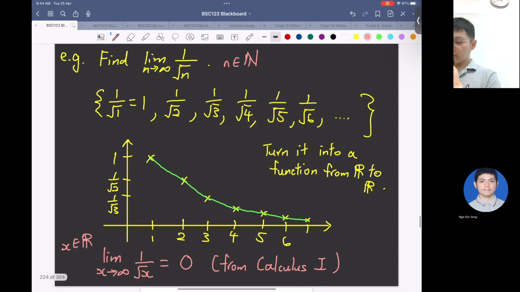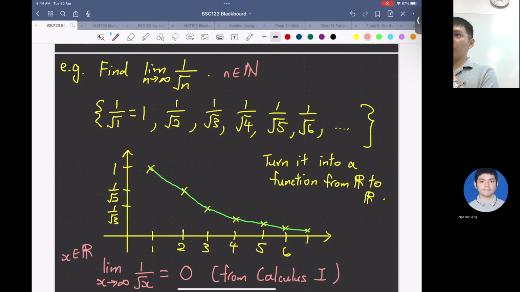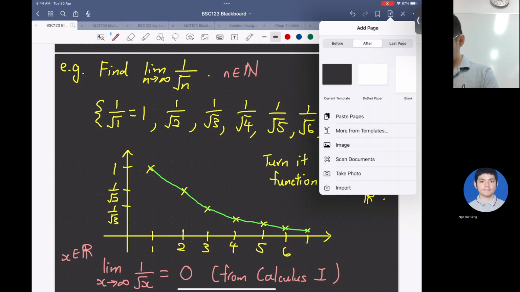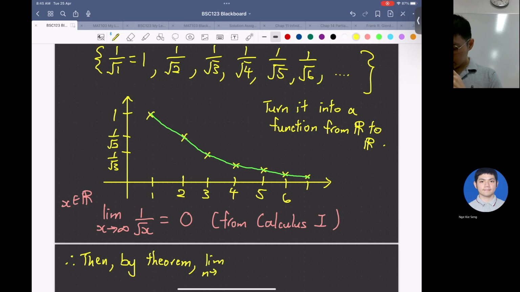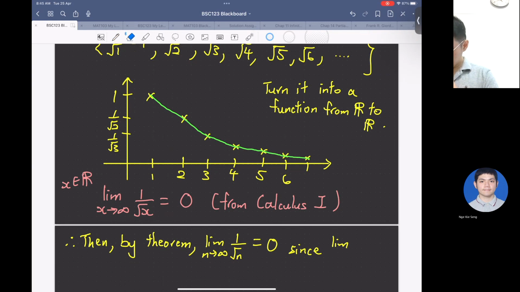So the theorem is, if we know the limit of the continuous function defined by the sequence formula, then we will know the limit of the sequence. Remember that one is a limit of a continuous function, and one is a limit of a discrete function. From continuous, you can deduce something in discrete. So next we should make a conclusion. The conclusion is, by the theorem, the limit of the discrete sequence is equal to 0, since the continuous limit is also 0. Note that I use n and x here.